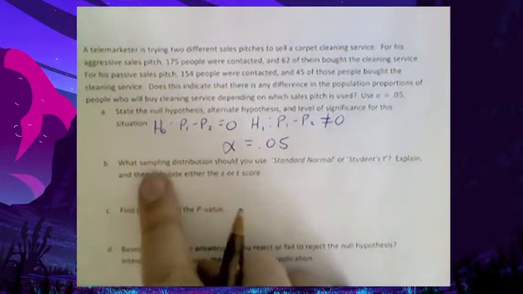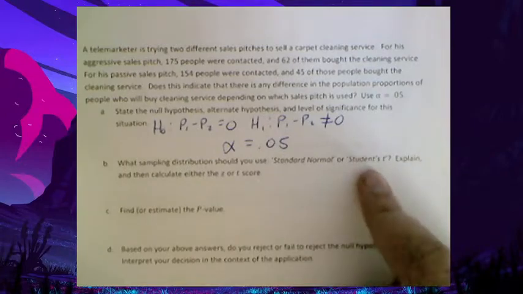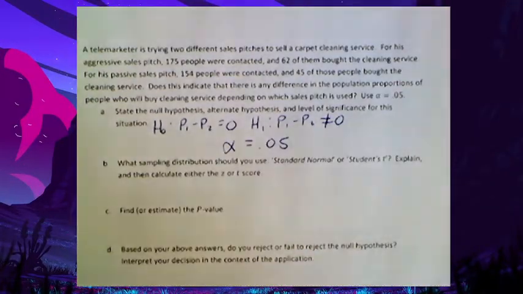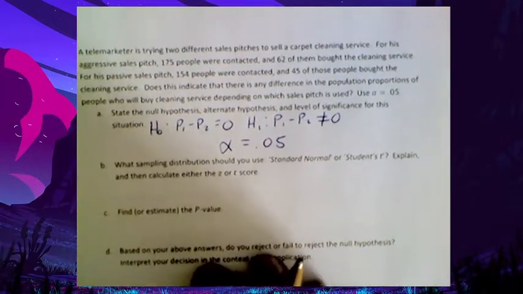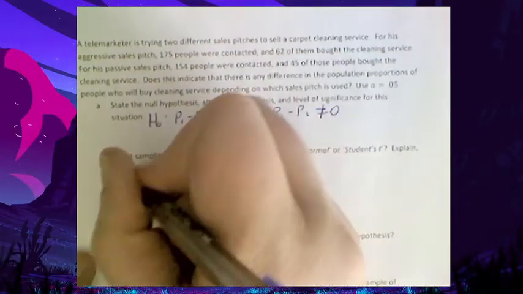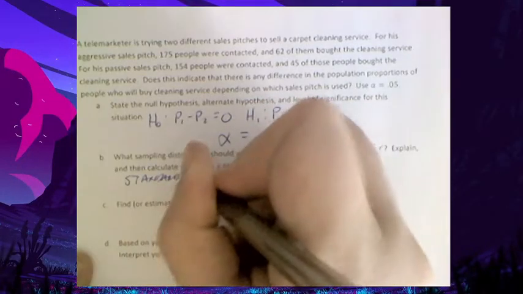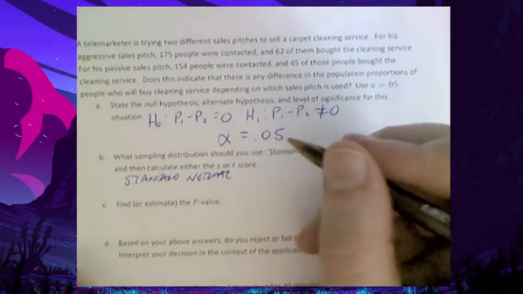So then is this going to be a standard normal or a Student's t? Explain why. This is going to be standard normal. Our proportion tests give us z's. And again, if you ever need, just look at your equation for it. Is it a z or a t equation? This one is a z, so it's going to be standard normal. And you need to find our z.